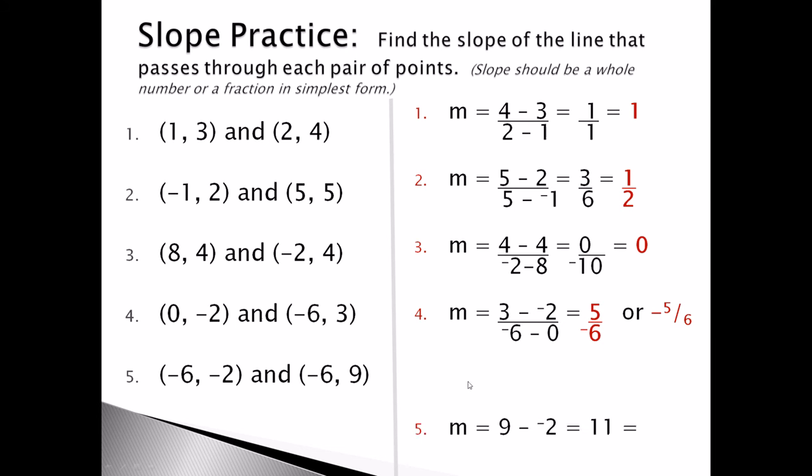Okay. And our last one, number 5. How did you do on number 5? 9 take away negative 2 is 11, and 6 take away negative 6 is 0. Ooh, a number divided by 0. No, it's undefined. Well, I hope you had 5 celebrations there and nothing got past you.